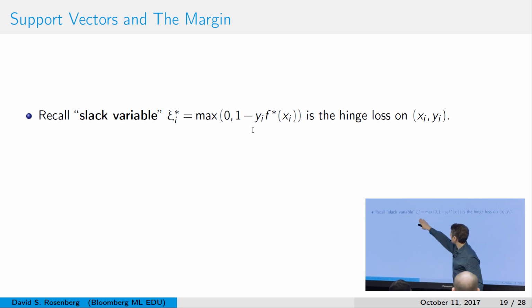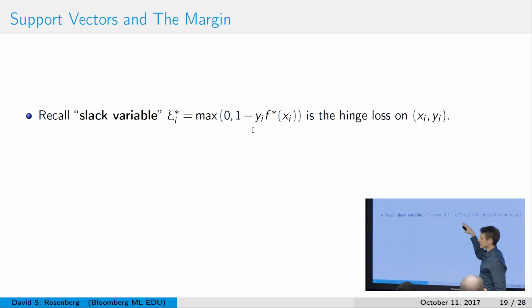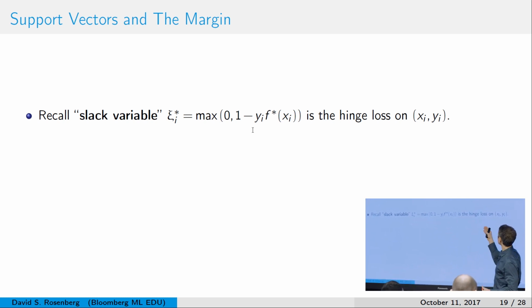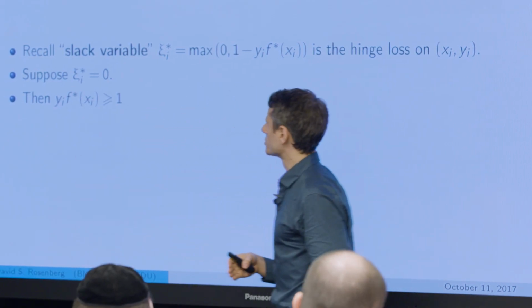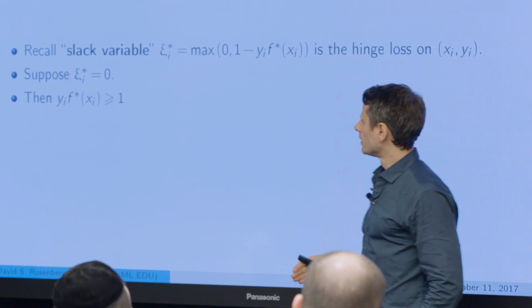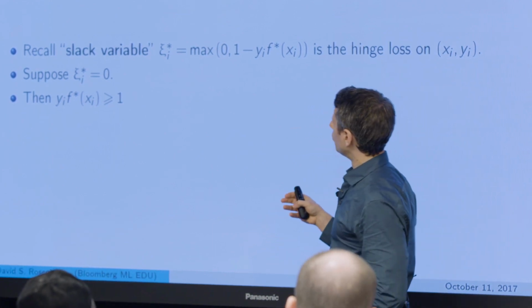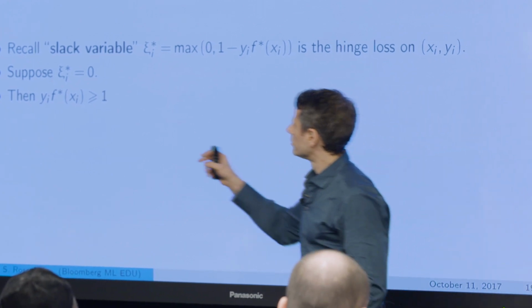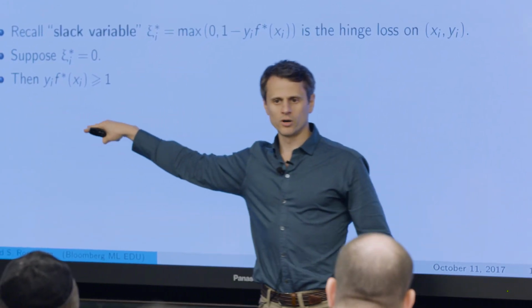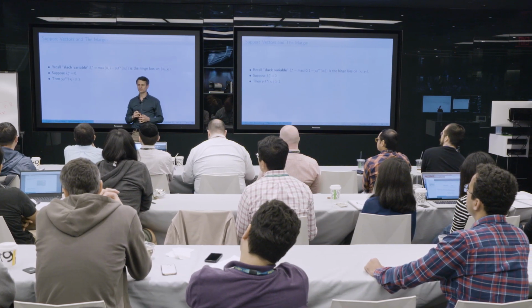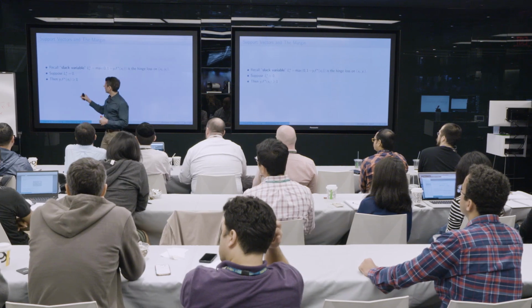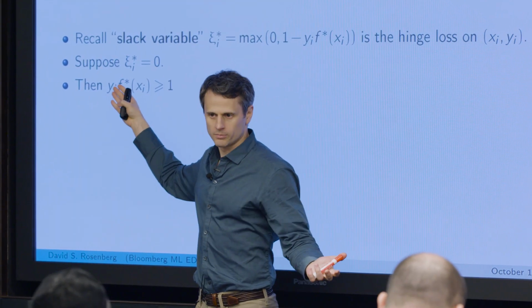Psi i star, we don't know why yet, but sometimes these are called slack variables. And remember, psi star is that maximum, the hinge loss on the particular example x_i, y_i. Let's just work through some examples. Suppose psi i star is 0, so the slack variable is 0. Then what does that tell us about y_i f star of x_i? That has a name we've already defined. It's the margin. Yes, it's the margin on the ith example for the optimal prediction function f star.